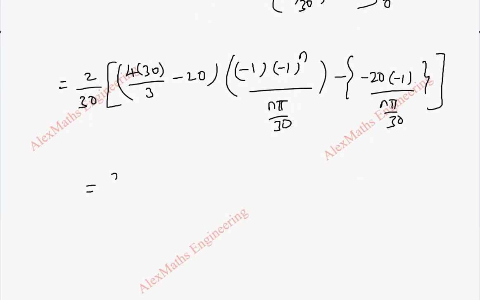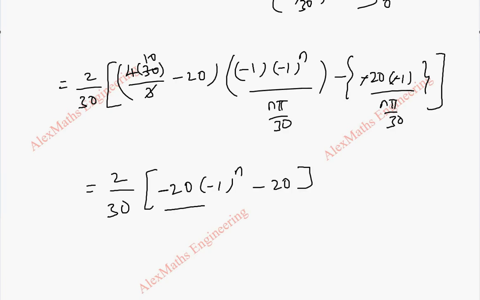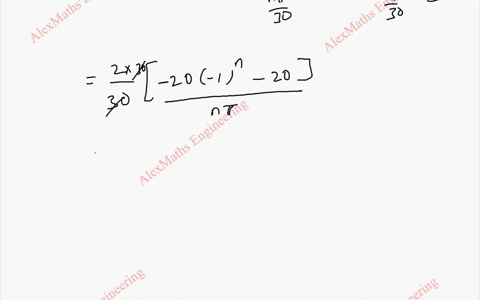So finally 2 by 30, we can cancel this. So 40 minus 20 is 20. There is a minus sign and there is a minus 1 whole power n, and here we can cancel this. This is minus 20, and we can have a common denominator n pi by 30. The 30 I can take to the numerator. So we can cancel this. So now we can take the minus 20 outside common. So 2 into minus 20.